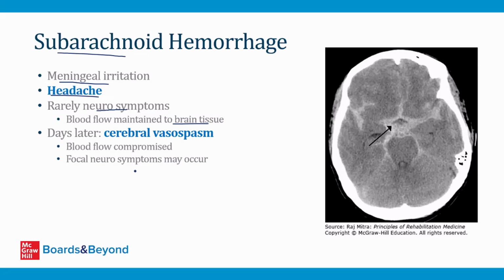Now, as we'll talk about shortly, there are treatments for subarachnoid hemorrhage, and after a patient is treated, that blood can days later trigger vasospasm of cerebral blood vessels. When this happens, that can compromise blood flow and that can lead to focal neurologic symptoms. But this occurs days later, not immediately after the onset of a subarachnoid hemorrhage.